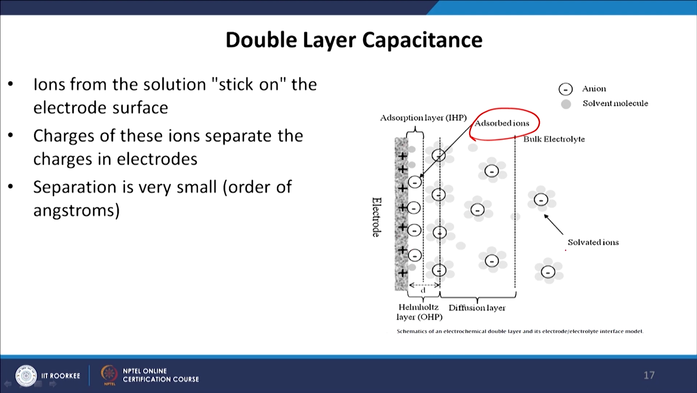But in addition to that, there are solvated ions in the system. These negative ones are anions, and the gray circles are the solvent molecules. Now, you see that the solvated anions are encircled with solvent molecules. Over time, the solvent molecules along with the anions can also come into the vicinity of these adsorbed ions. So this distance from the electrode to the first layer is the adsorption layer, and then there is one more layer. That layer is called the Helmholtz layer. Beyond the Helmholtz layer we have the diffusion layer.